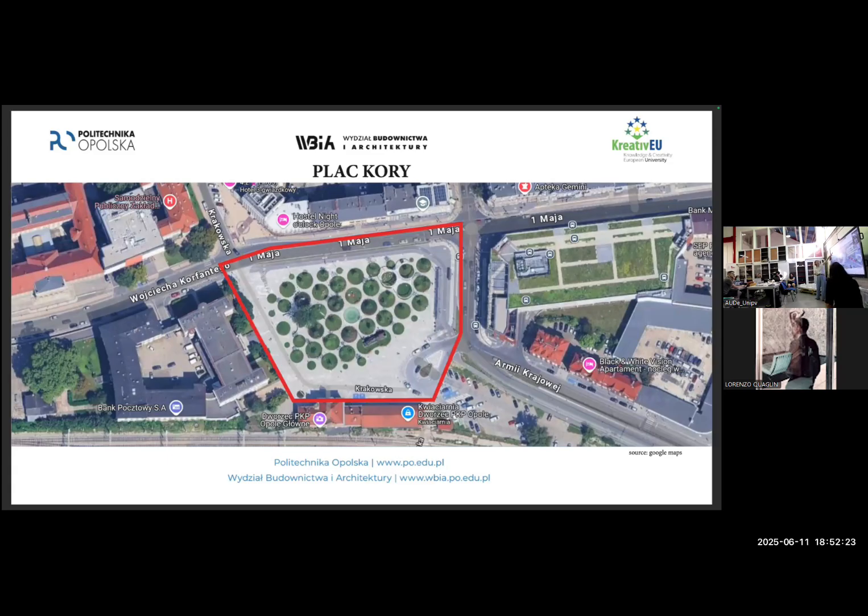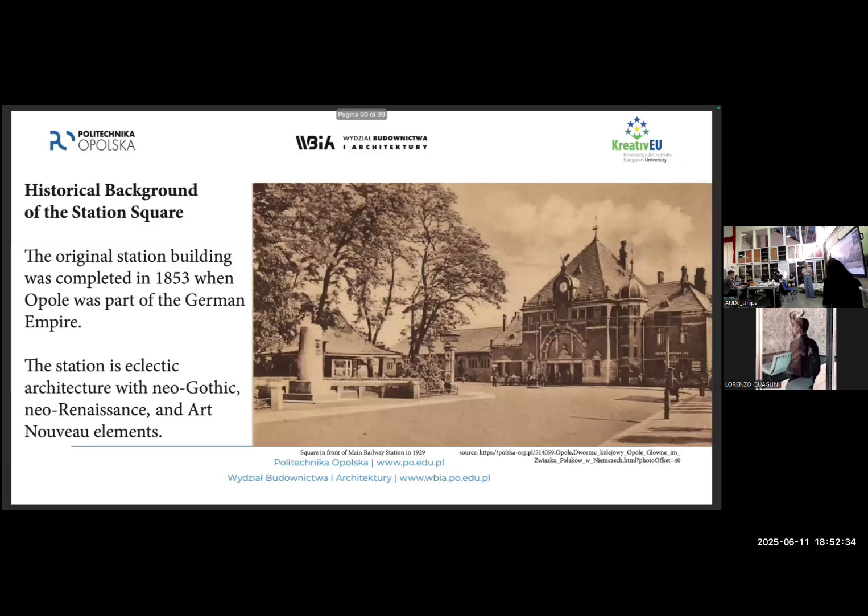At the moment it's called Kora Square, and Kora is a famous singer, and that leads us again to the Polish song contest that I told you about before. So, some information on the historical background of the station square. Of course, the station is a very important function and feature in the city, and it also has some representational meaning. So the square in front of the station is a very important point in the city.